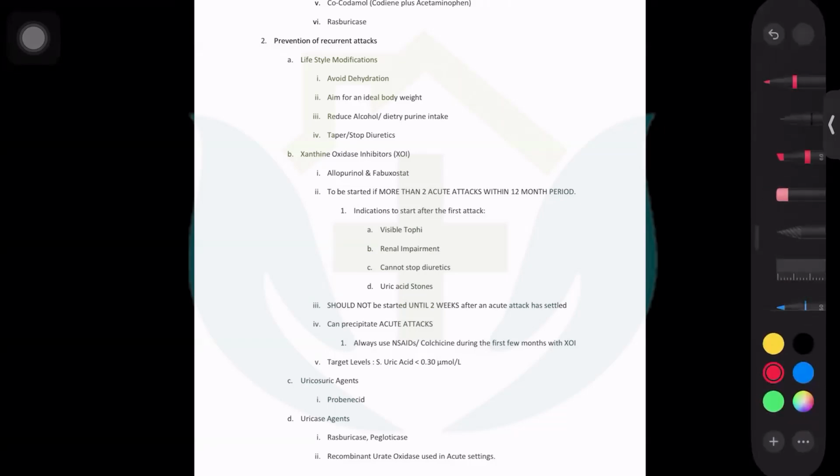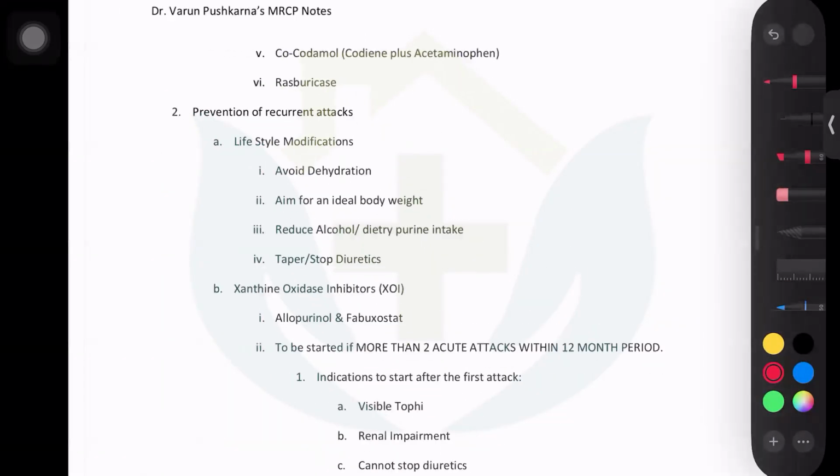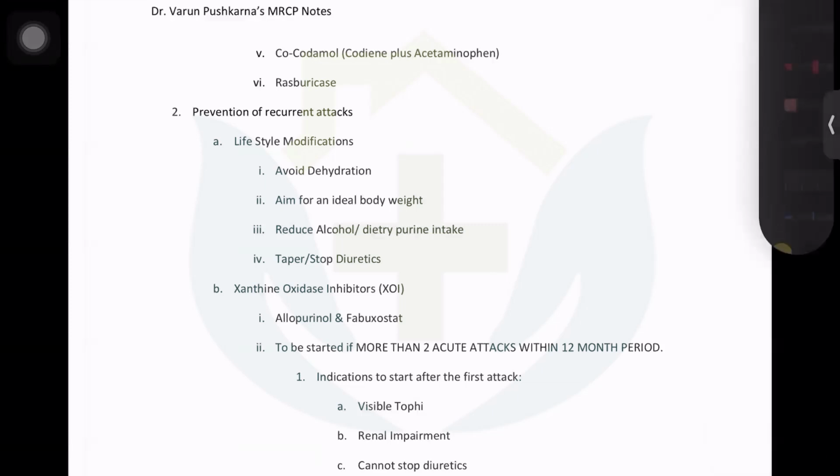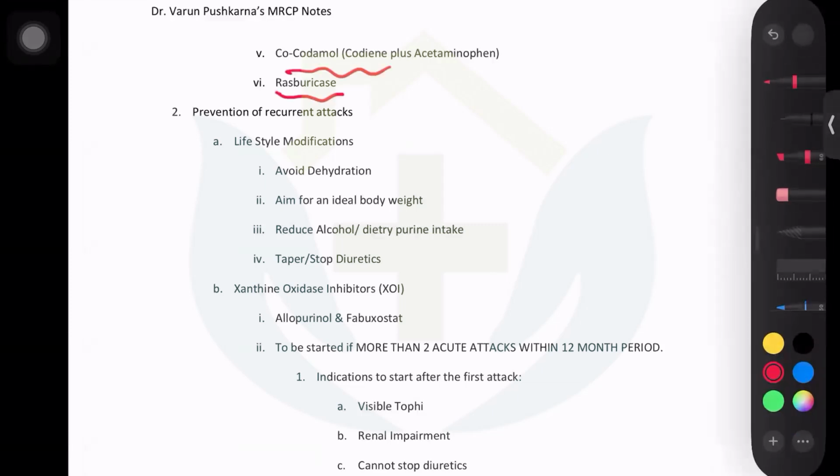And how much dose to be given, sir, for rasburicase? That is a matter for some other day. Okay, sir. Thank you. Okay. So immediately you give colchicine and rasburicase, which is discussed.